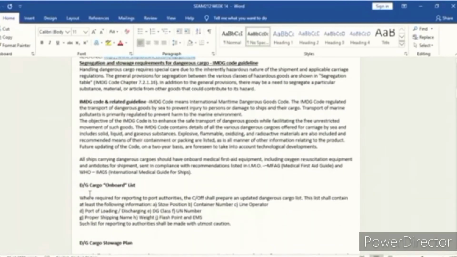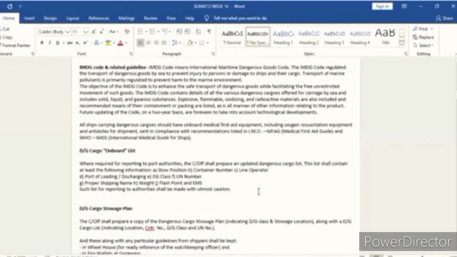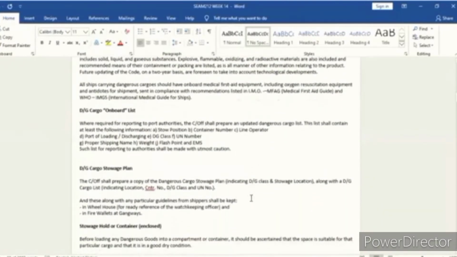This list is given to the authority, especially when you are asking for preparation, and you need to surrender it when carrying dangerous goods. About the dangerous goods cargo stowage plan: remember that we can carry dangerous goods in bulk, in containers, or by tanker ship, so it provides proper guidelines to handle this type of cargo depending on the location and the packaging of the cargo.